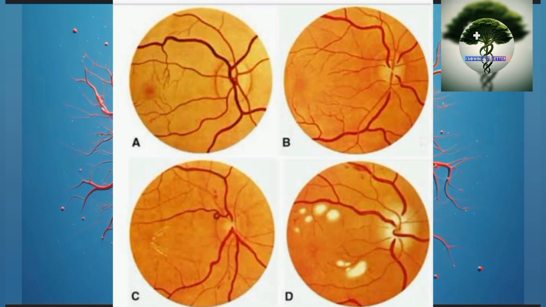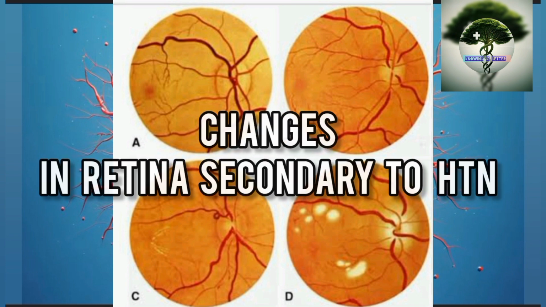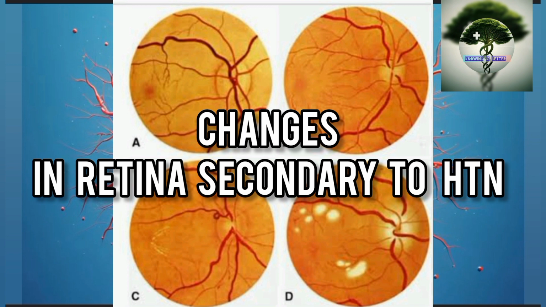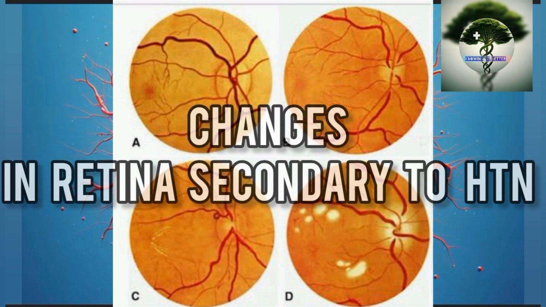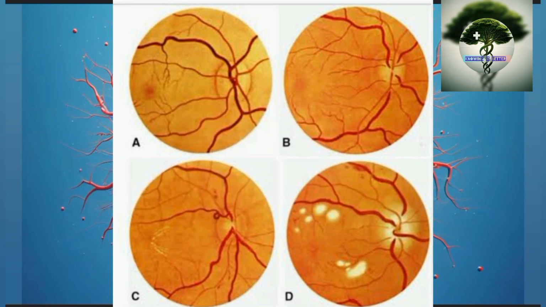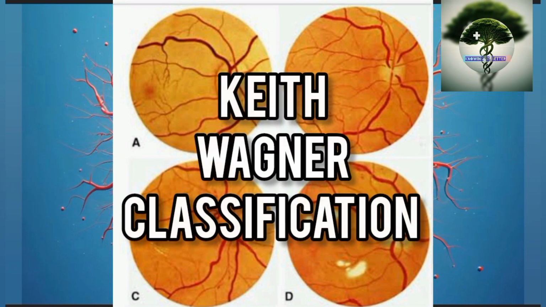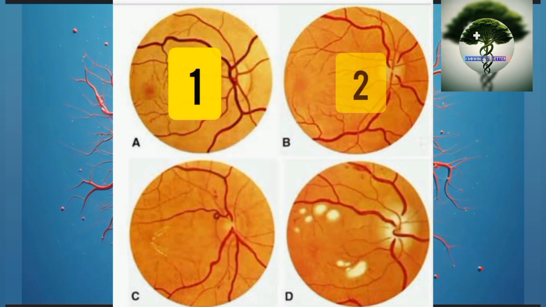Now, the effect of hypertension on retinal blood vessels. On fundus examination, we find that there are changes in arteries and veins in the retina secondary to chronic hypertension. And this has been classified by Keith Wagner into four gradings: grade 1, 2, 3, and 4.